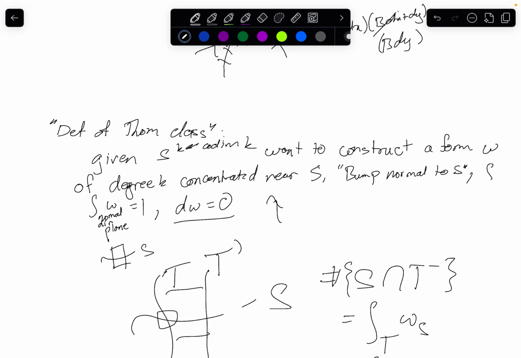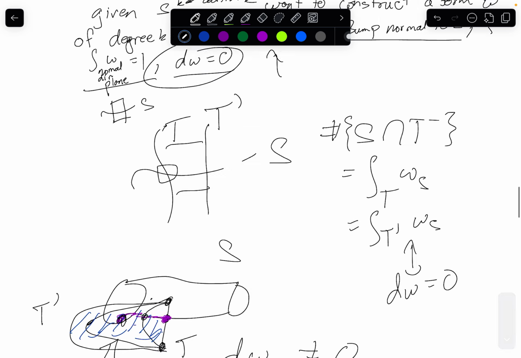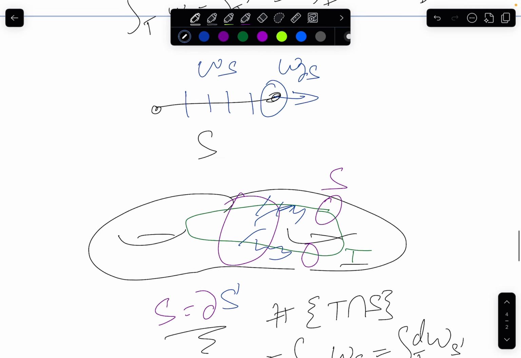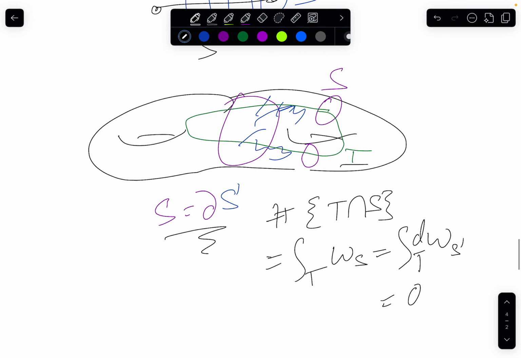Maybe not exactly these conditions, but at least this guy. But this is stronger. This is saying you're closed, and this one's saying that if you are the boundary of something else, then this is exact. So for an exact form, then your number of intersections with a closed manifold is 0.